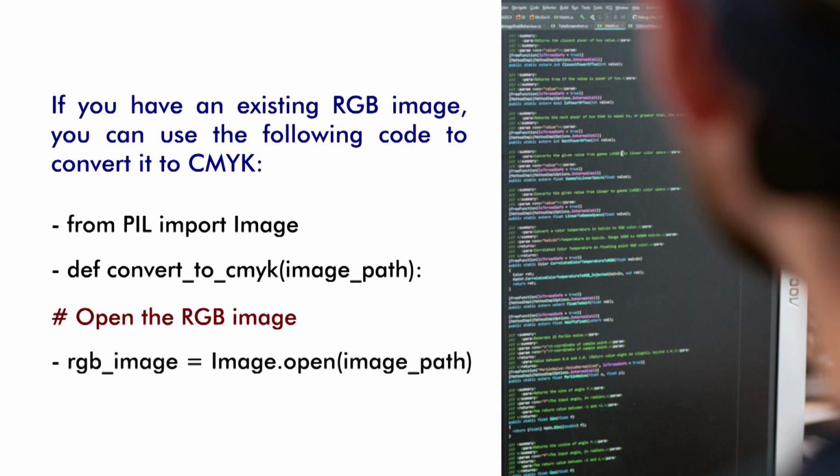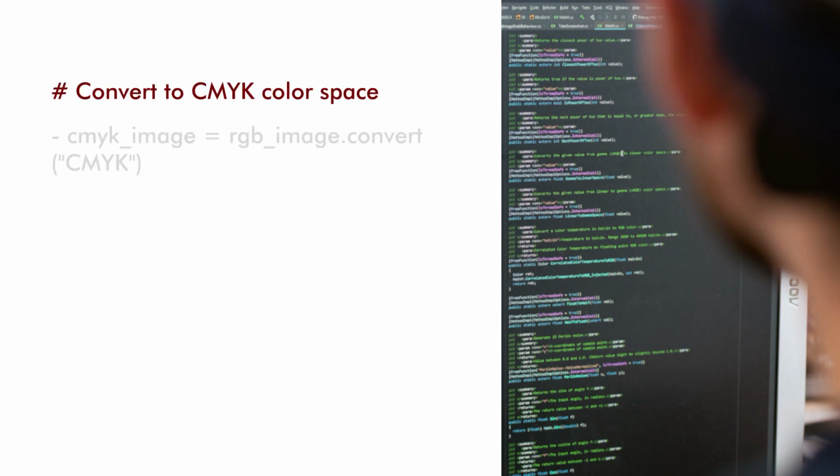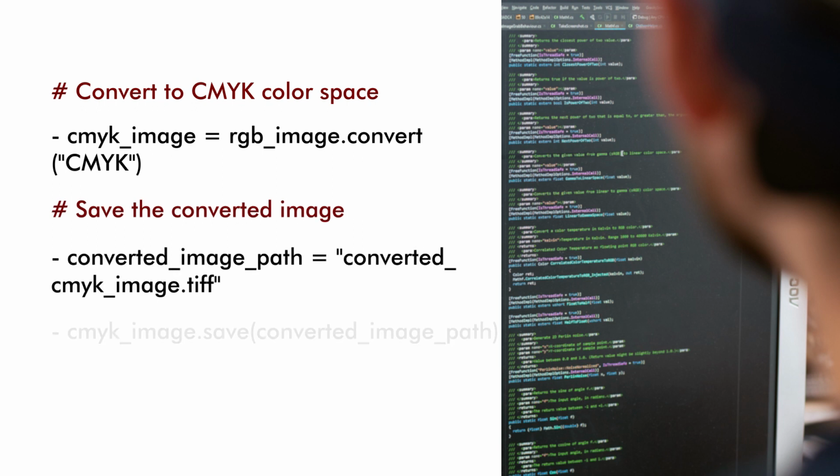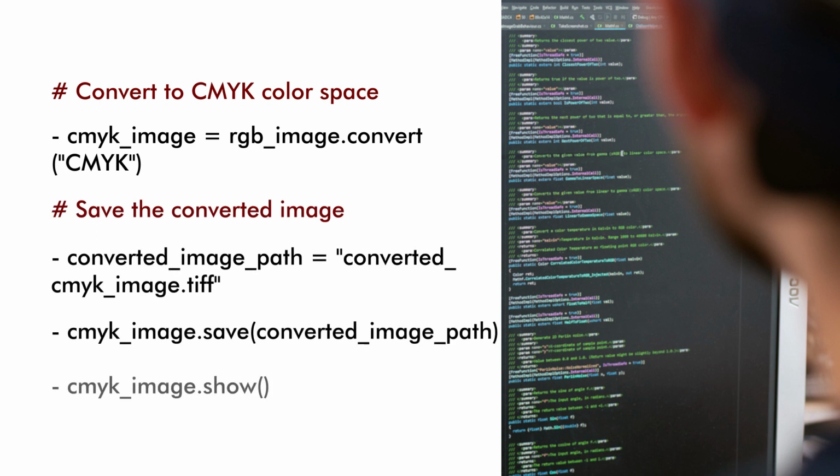In this, again, we have to open the RGB image, then convert it to CMYK color space, then save the converted image. Again, we have given an example through which we can explain how to convert any RGB image to a CMYK image.